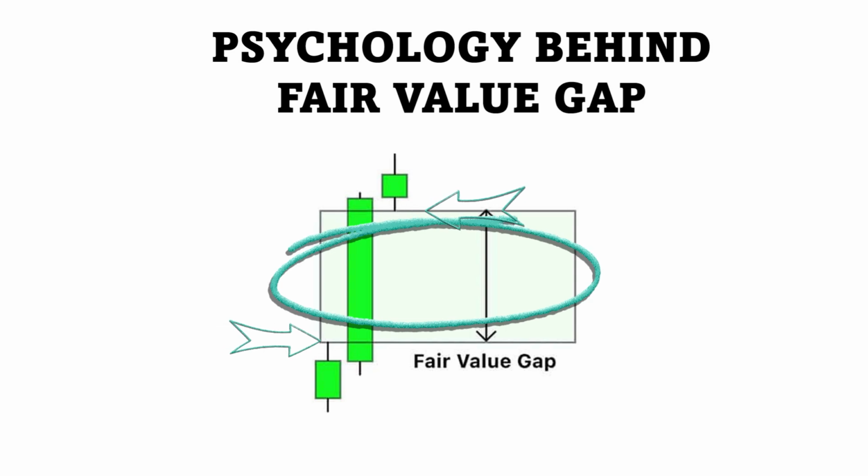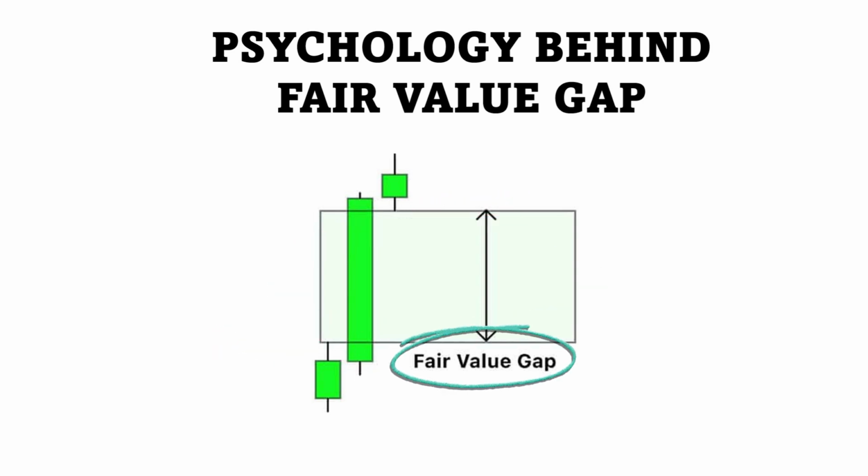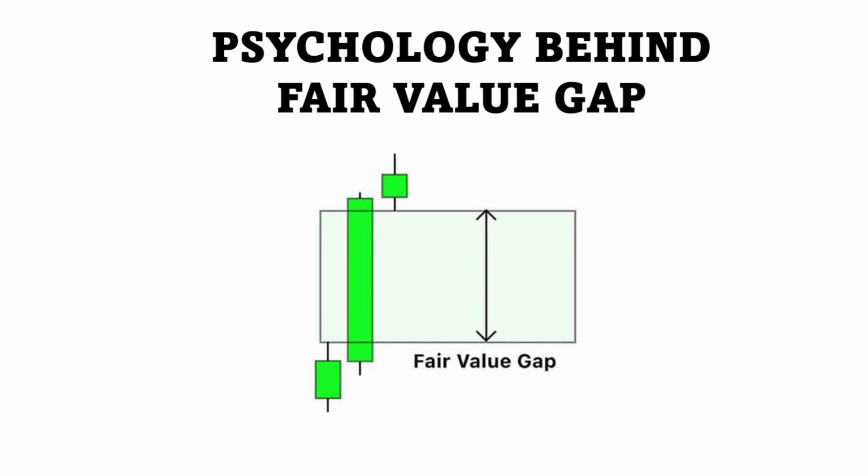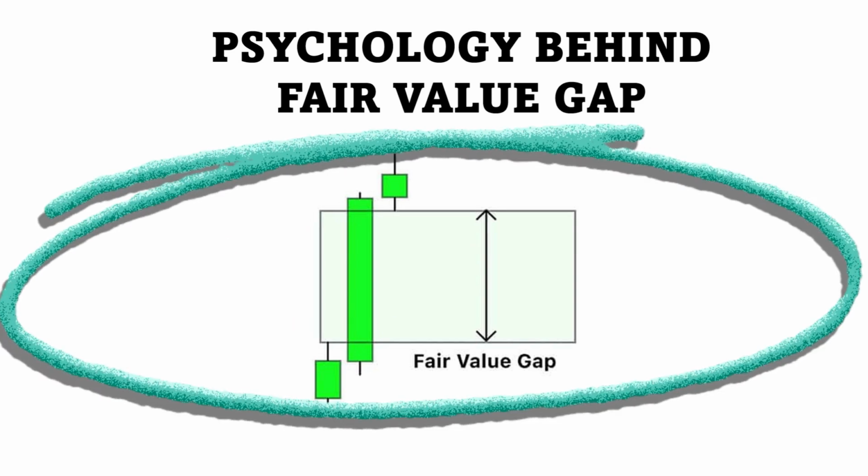This gap that is there between the high of candle number one and the low of candle number three is called the fair value gap. Now, this area is normally on the body of candle number two. And this is exactly how a fair value gap setup looks like.